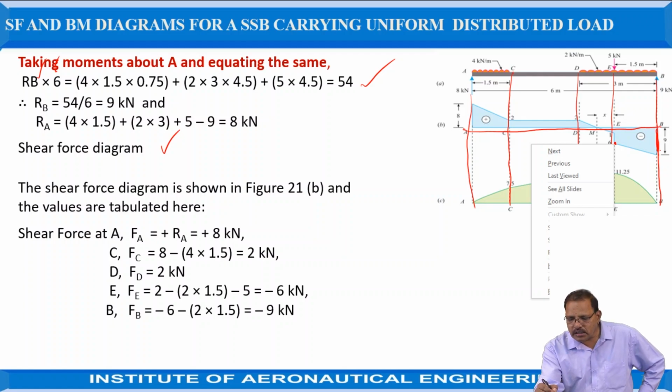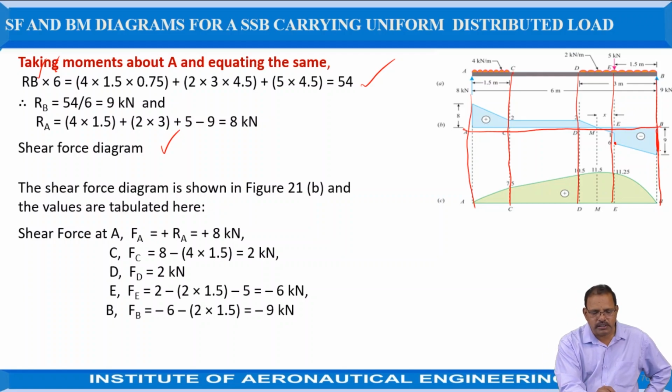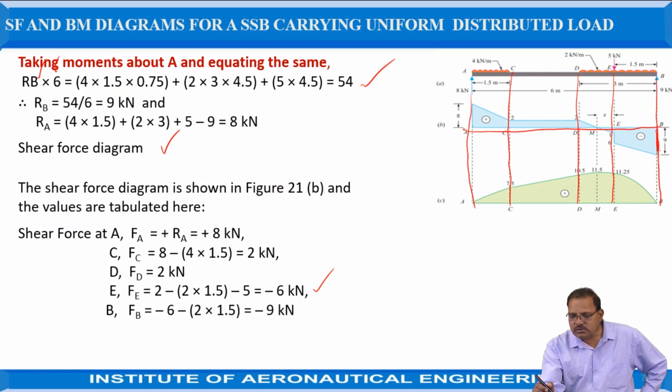Now the shear force at E is required. Shear force at E is equal to 2 minus 2 into 1.5 minus 5, which is equal to minus 6 kilonewtons. So here take minus 6. Just join these points by using straight lines. After that, the 5 is there.